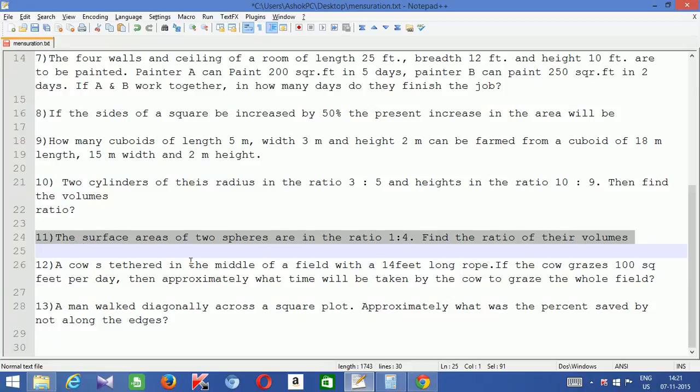The question is, the surface areas of two spheres are in the ratio 1:4. Find the ratio of their volumes. As I said already in the previous sessions, ratio is nothing but a comparison quantity. It is not the actual values. So we've been given that the surface areas are in the ratio 1:4 and you need to find the ratio of their volumes. To find the ratio of their volumes, you need to find the ratio of their radii first. That we will be doing now.